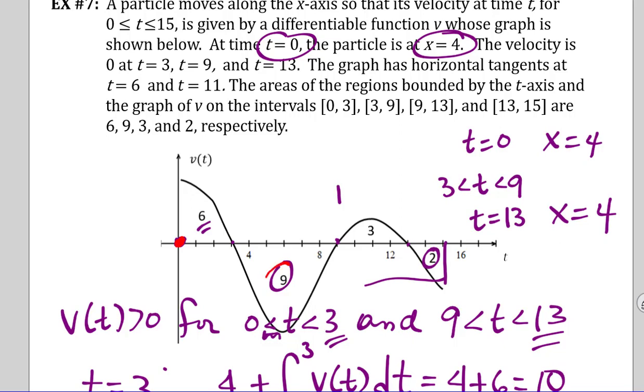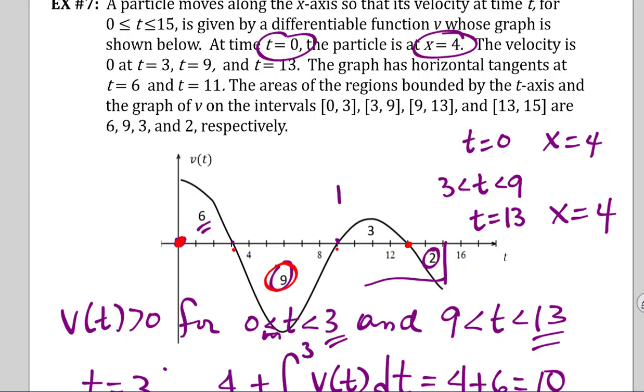But when we start to move backwards right here, then somewhere between 3 and 9, we have to hit 4 again. At t equals 9, the actual position is 1. And so if we add 3 to 1, we hit 4 again right here. And then once we get beyond 13, it's going in the opposite direction. So there were 3 places where it was equal to 4.